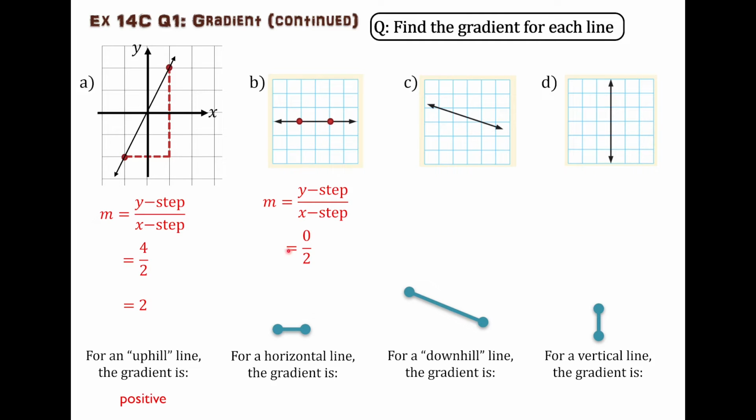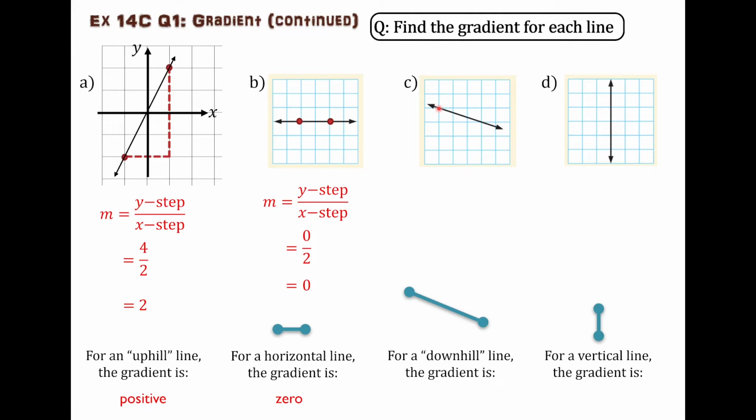My y step is 0 because I did not move in the y direction. I did not move up or down. 0 divided by 2 is 0. So for a horizontal line, the gradient is always 0. There's a little shortcut for you. If you see a horizontal line, you can say the gradient straight away.